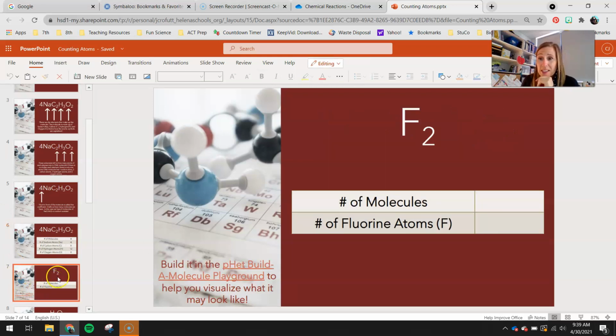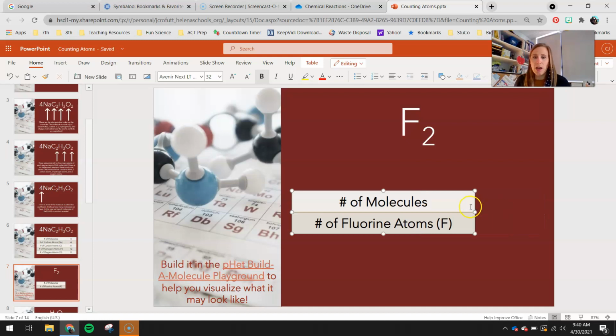Here's your first one. This is a molecule. So even though there's only 1 element available here, we have 2 atoms of it, okay? So how many molecules? We don't have a coefficient in front, so we're just going to assume 1. And then how many fluorine atoms? F2. So we have 2 atoms in that. Okay. So that's your guys' first one.